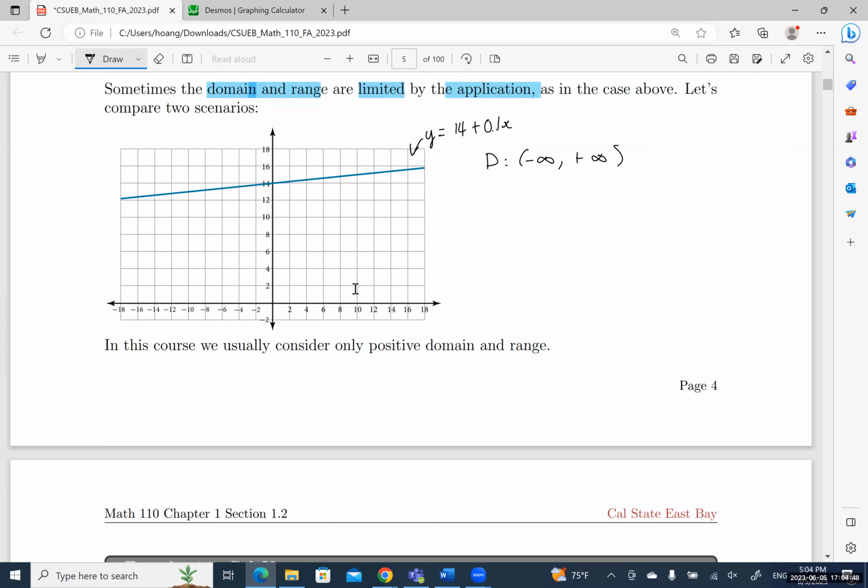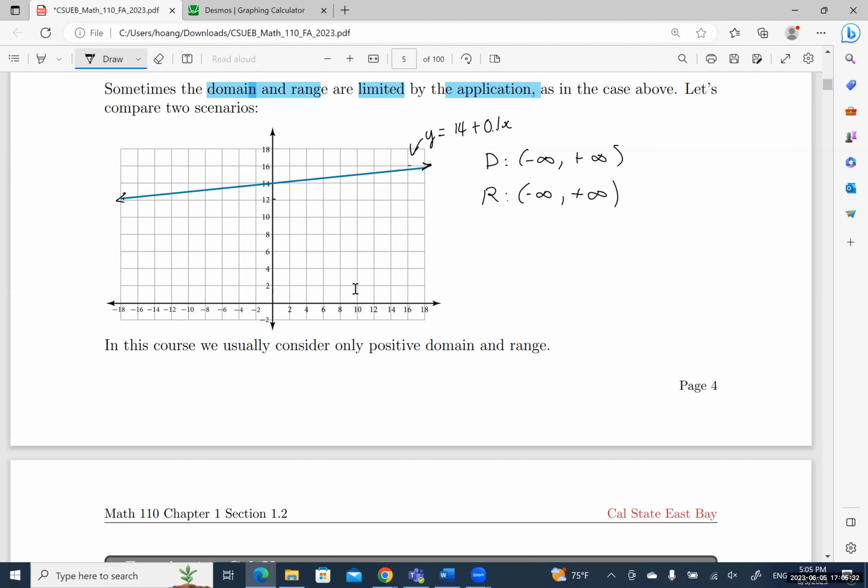And similarly, the range also. Right now it looks like it goes from 12, the lowest vertical, to the highest going to be 16. But look at that, it keeps going down and up. You zoom out, and absolutely you can see from Desmos that it goes from -infinity to +infinity. So the range for this is from -infinity to +infinity.